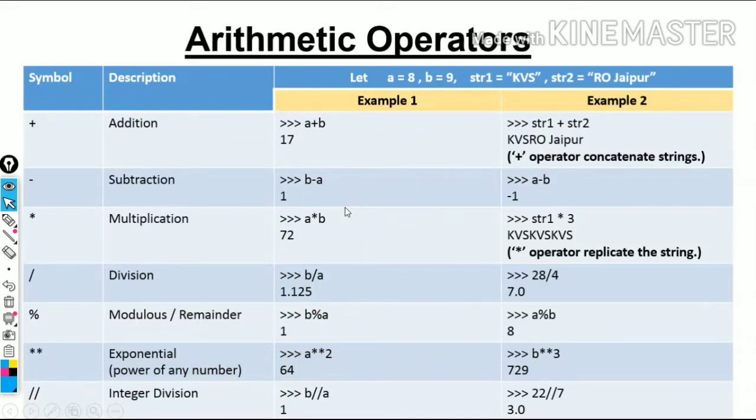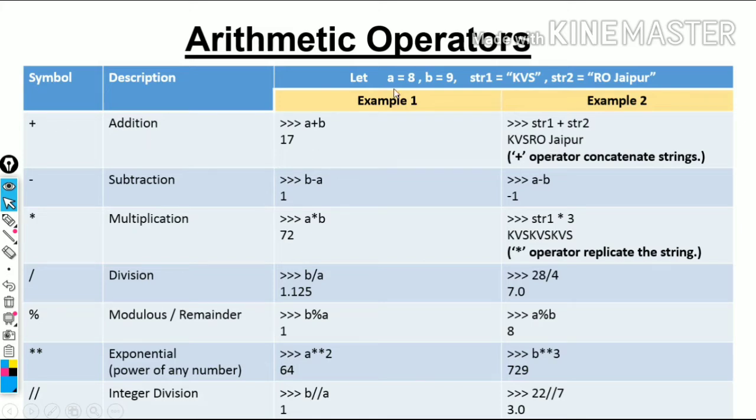The arithmetic operators. Arithmetic operators are plus, minus, multiply, divide, percentage symbol, that is modulus in case of Python, and exponential, double star, and double slash for integer division. Let us see one by one.